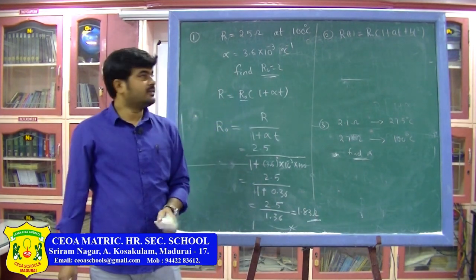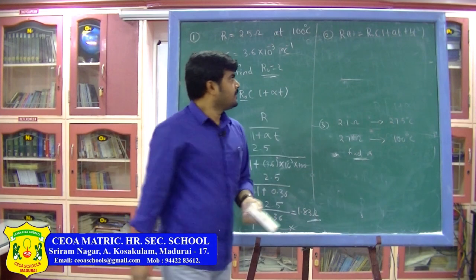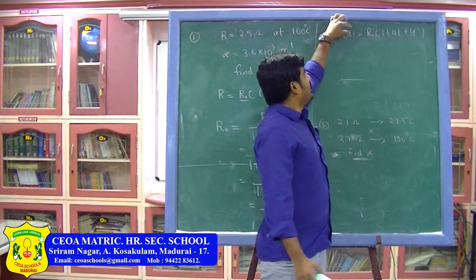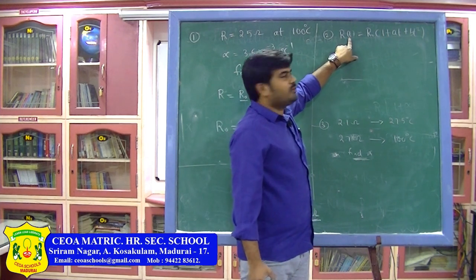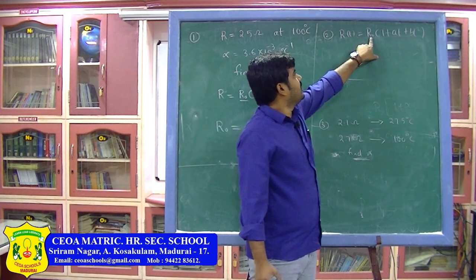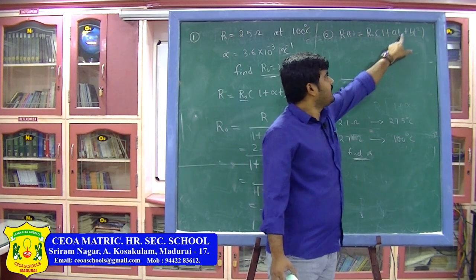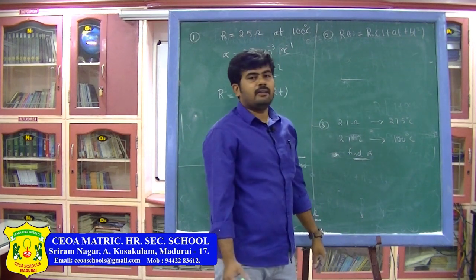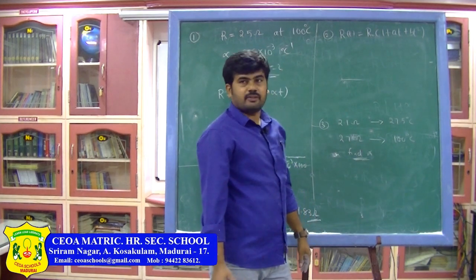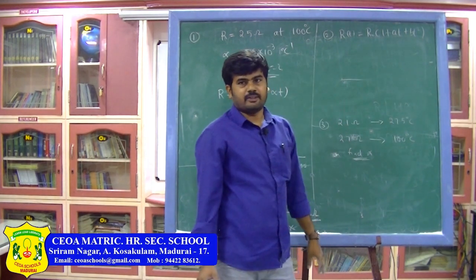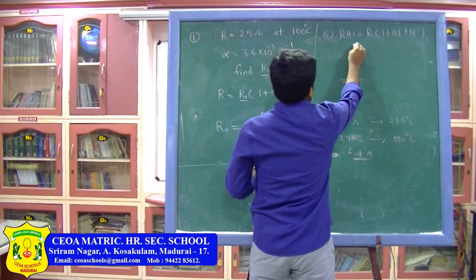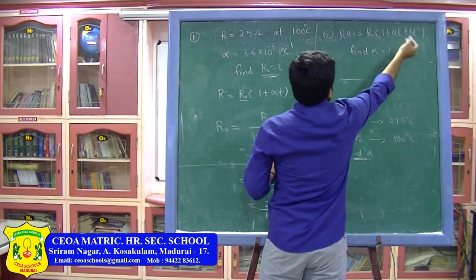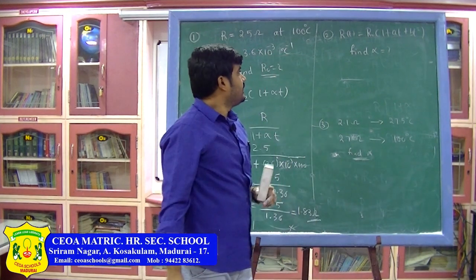Now let us see the second problem, that is resistance of a wire at a temperature T is given by R, that is a function of temperature given. So I am mentioning it as R of T, that is equals to R naught into 1 plus AT plus BT square. Now find the temperature coefficient of resistance at temperature T degree Celsius, that is the question. So here find alpha at temperature T. Now let us do it.